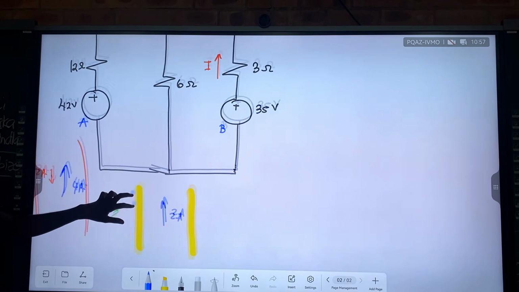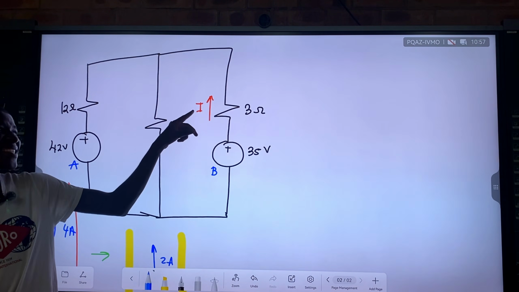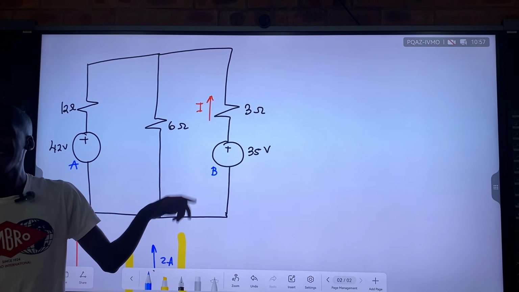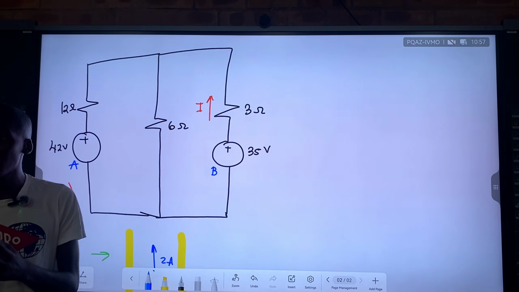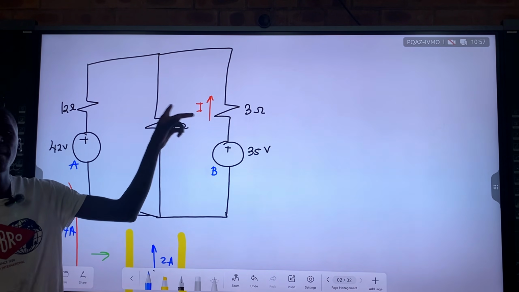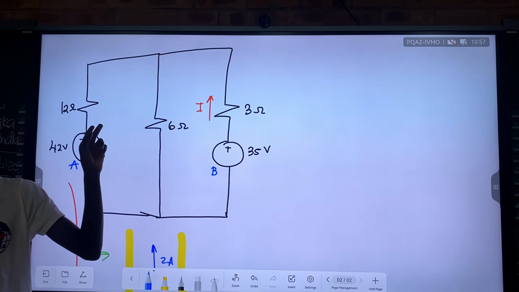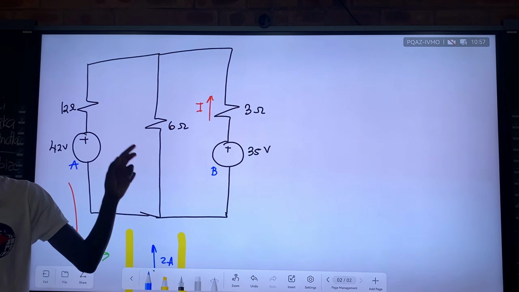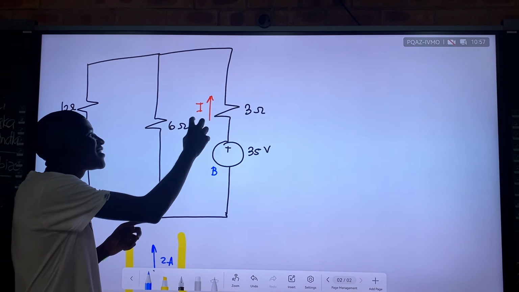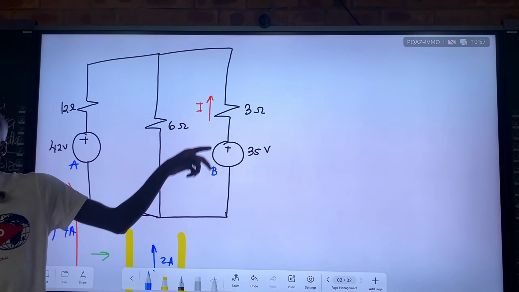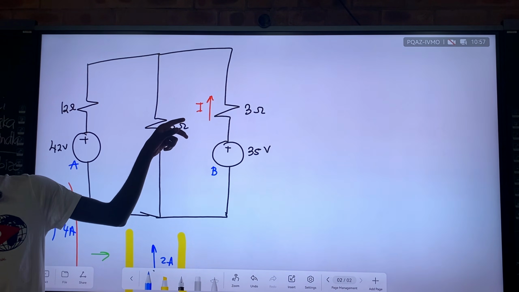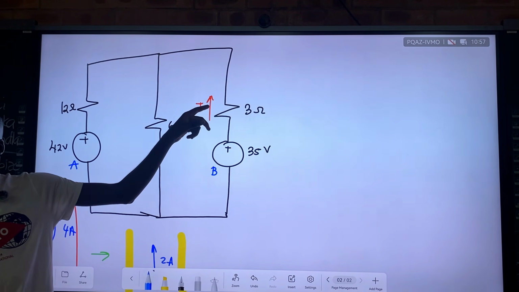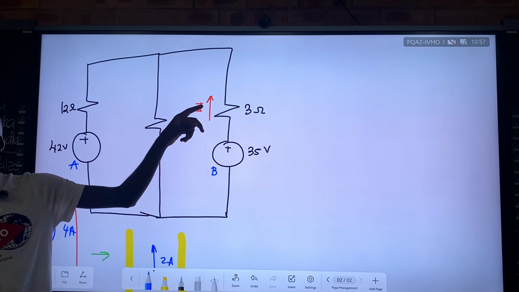So as we saw that current I, when I say current I is supplied by battery B, it does not necessarily mean that there is no other current coming from battery A. It doesn't mean that. Rather, this means this is the total current, or the net current, experienced by the 3 ohms resistor. You understand that.